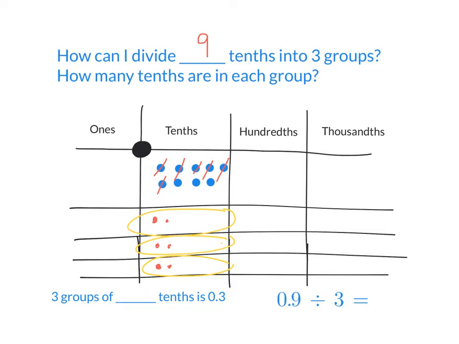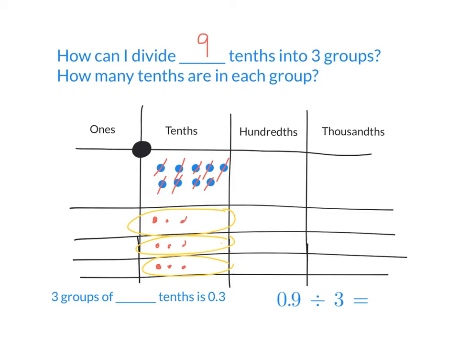Do I have more dots left to share? Yes. Okay, let's go ahead. Here, this one goes here, this one goes here, and this one goes here. Now how many dots does each group have? 3. Do I have any more dots to share? No, I used them all up. Now that I've run out of dots to share, how many dots are in each group? 3. There's 3/10 in each group.